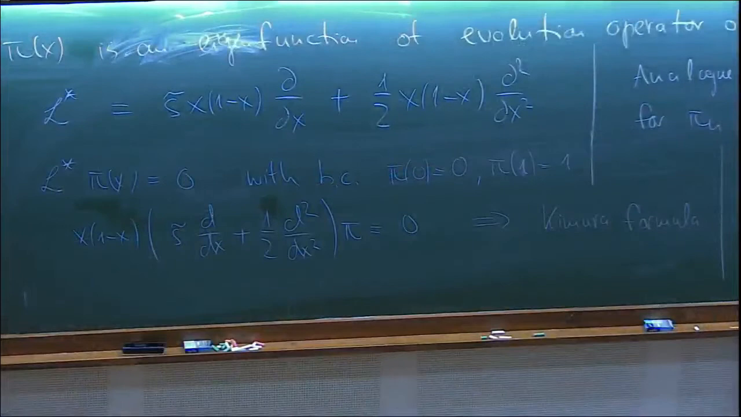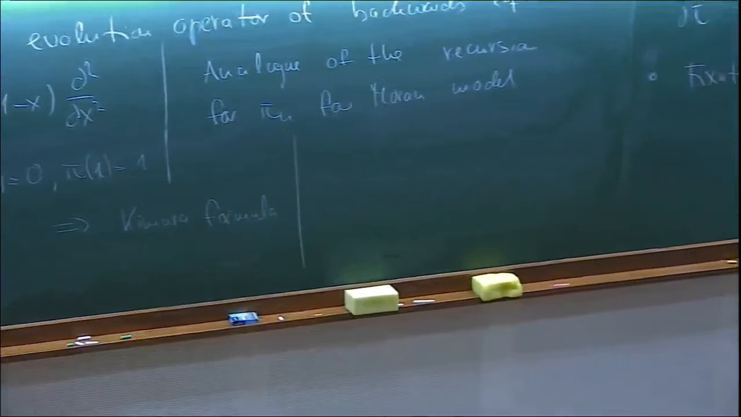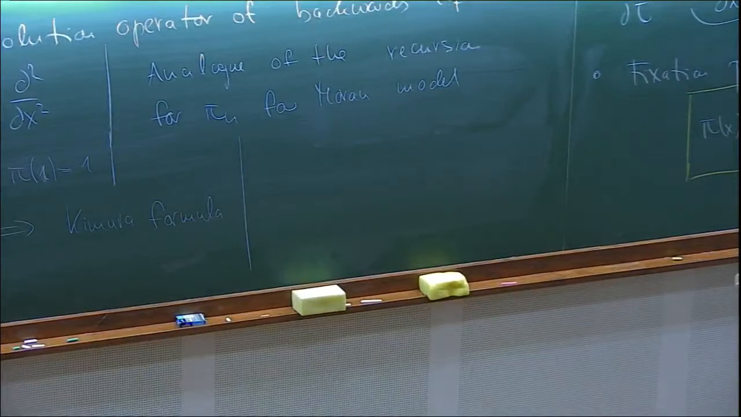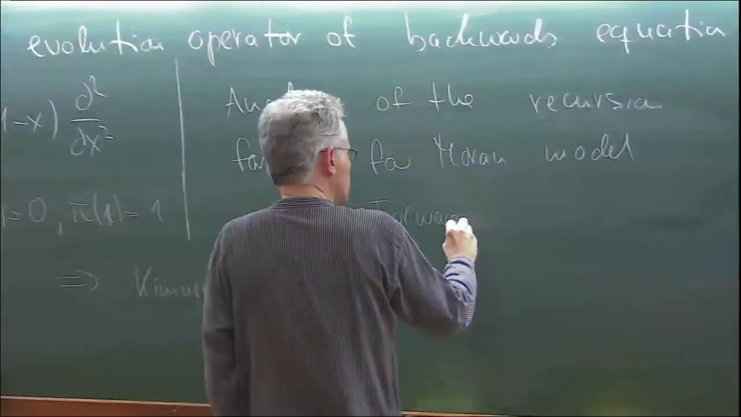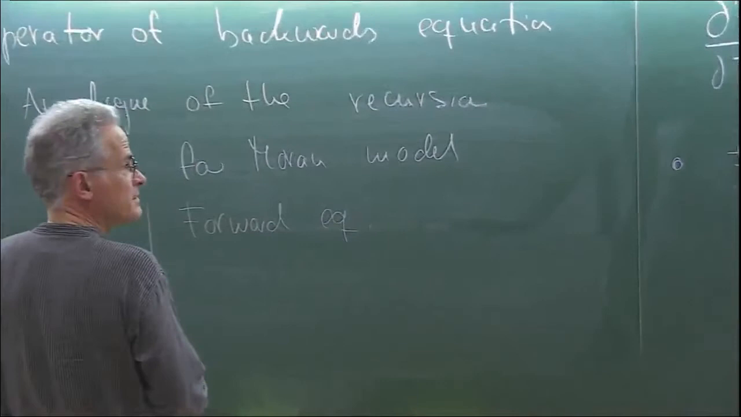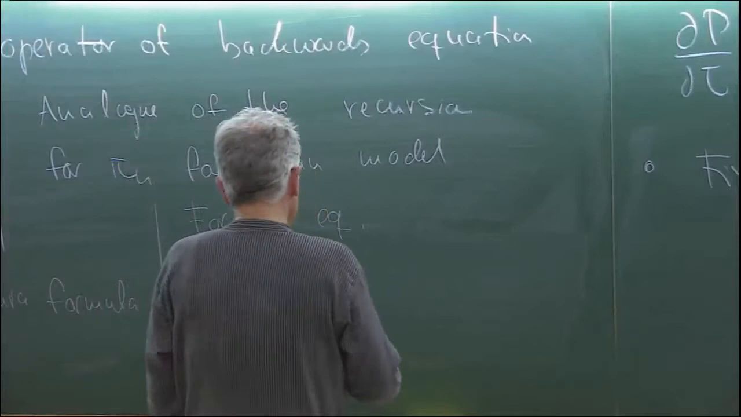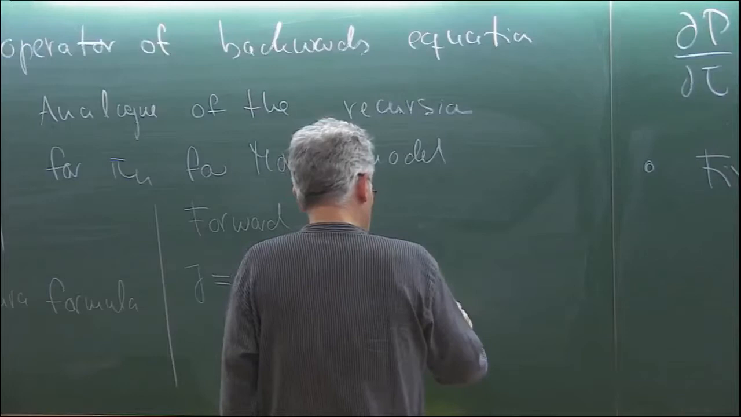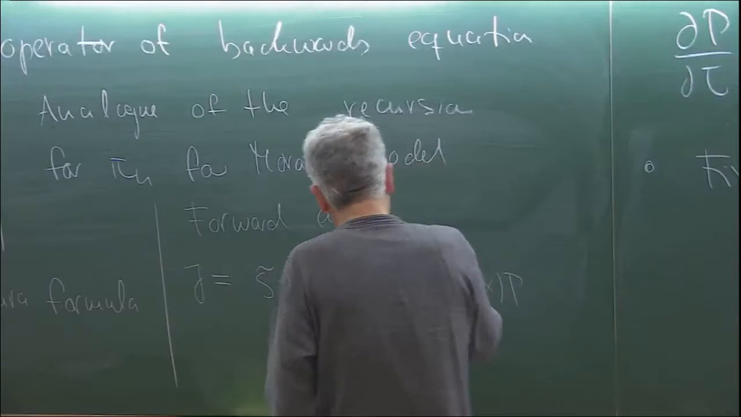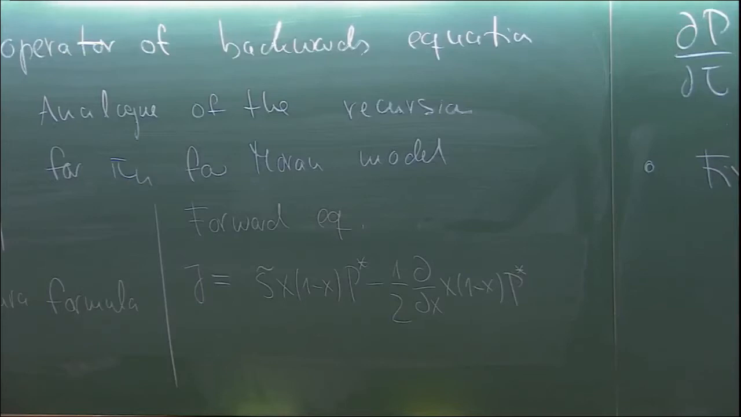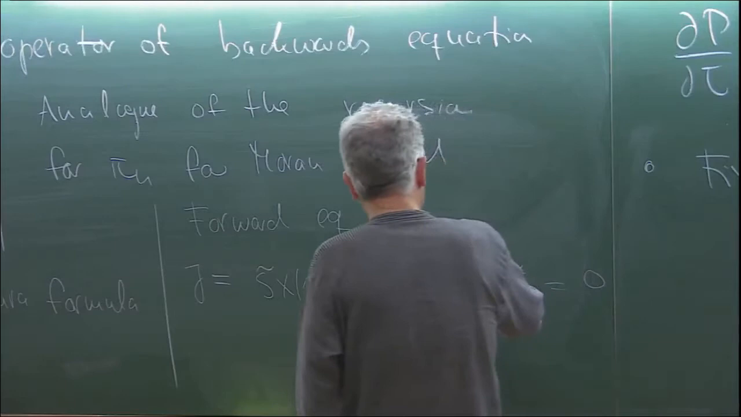Maybe you know. As I said, if you want a stationary solution of this equation, you can pull out one of the derivatives, and then you get basically a current, right? So for the forward equation, what you want is that the current, which is S tilde times x times 1 minus x times p minus 1 half d by dx x times 1 minus x times p, and let me call this p star, right? So we're looking for a stationary solution of the forward equation, and I want this to be equal to 0, right? So how can we solve this? We can call this a function q. So let me call this q of x, right?